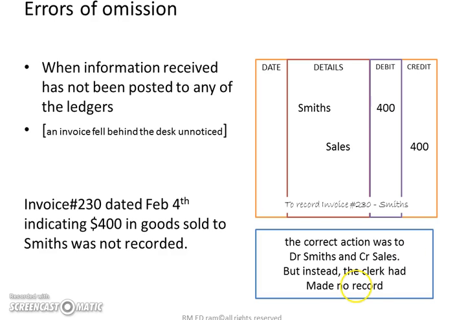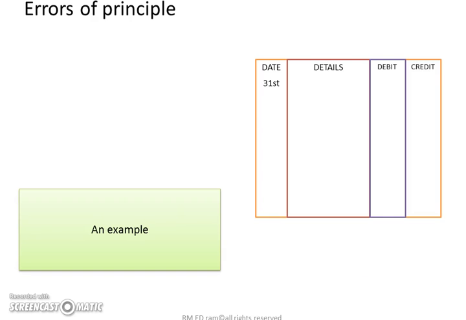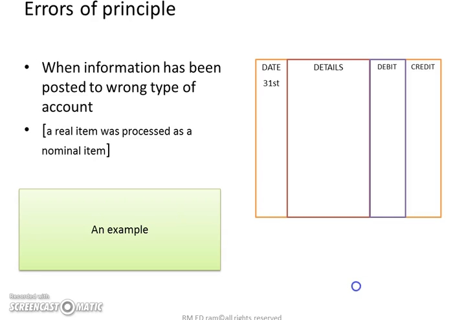All right? Errors of principal. Now, an error of principal is when information has been posted to the wrong type of account. There are 3 types of accounts: real, personal, and nominal. So if you put a real item to a nominal item, then the trial balance is going to balance, but you're going to have a problem with who you're sending the information to.